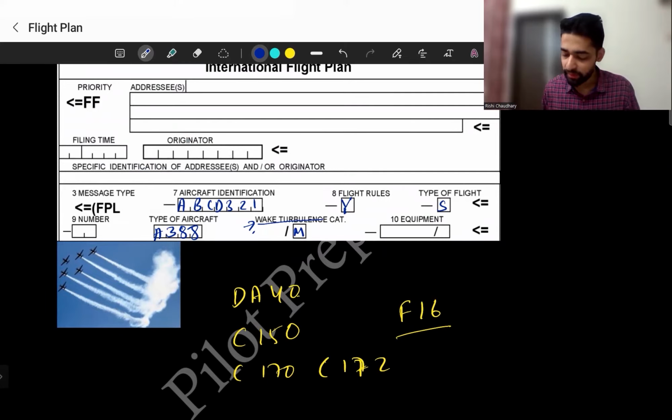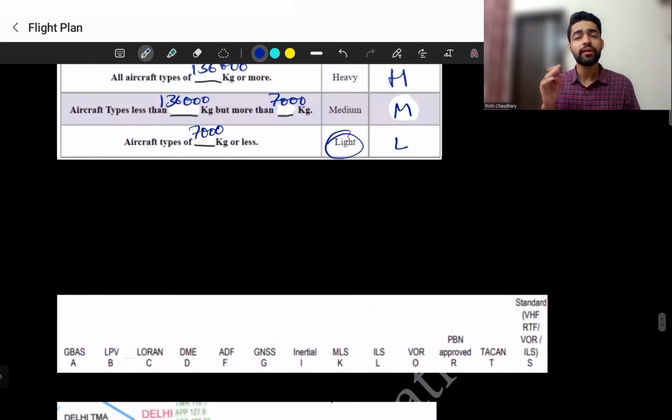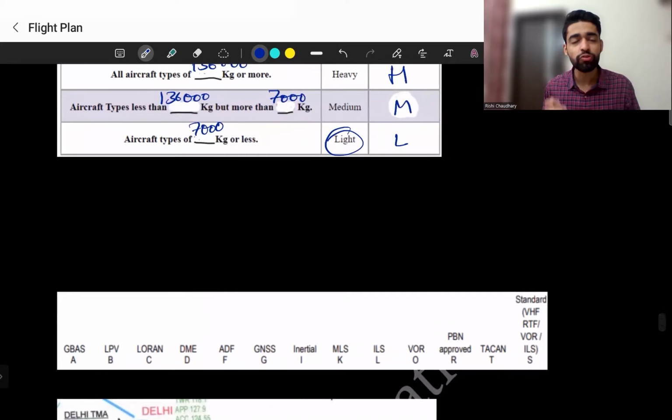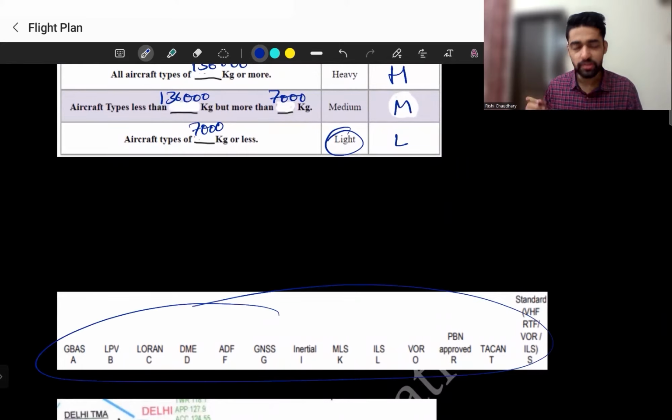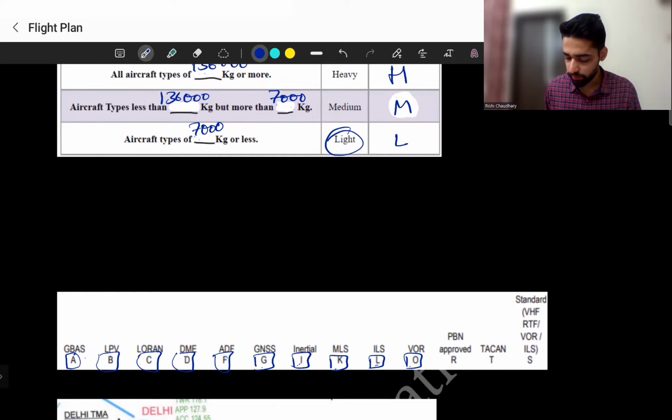Now let's come to item number 10, that is equipment. So equipment deals with the type of equipment the aircraft is carrying, and different aircraft have different equipment requirements. But for most passenger aircraft, these are the requirements which an aircraft should have. So that is GBAS, which represents A, LPV B, LORAN C, DME, distance measuring equipment, ADF, automatic direction finder, GNSS, VOR represented by O, and we have TACAN, which is represented by T. So we have different symbols like this.